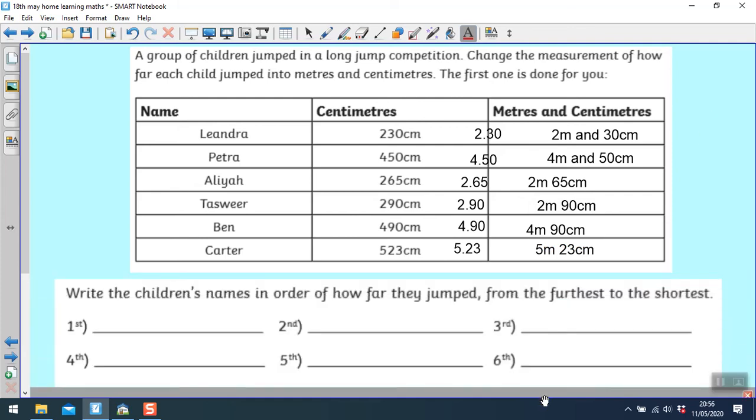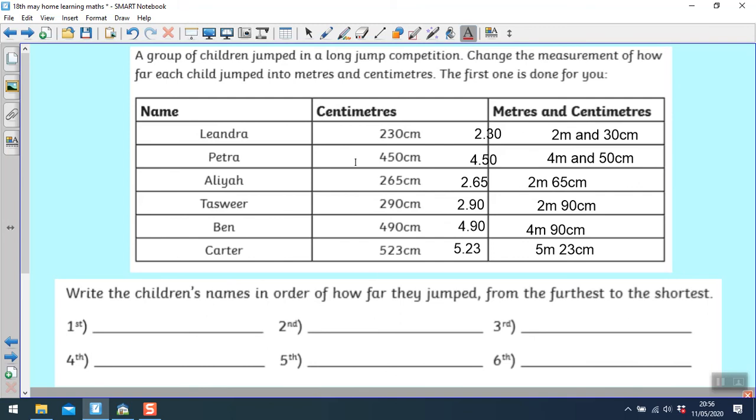Write the children's names in order of how far they jumped, from the furthest, the biggest amount, to the shortest. So you're writing their names in order, from the biggest amount to the smallest amount. Pause the video while you do this.